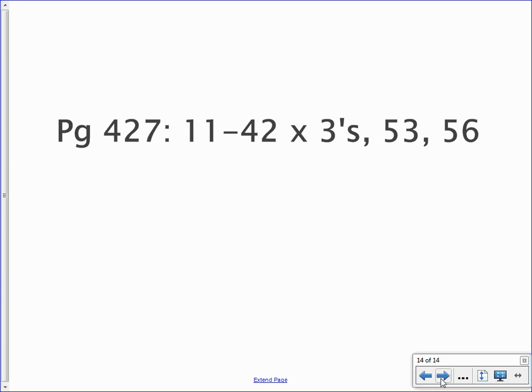Make sure you have your calculators tomorrow and every day. I mean, you need them throughout this entire chapter.